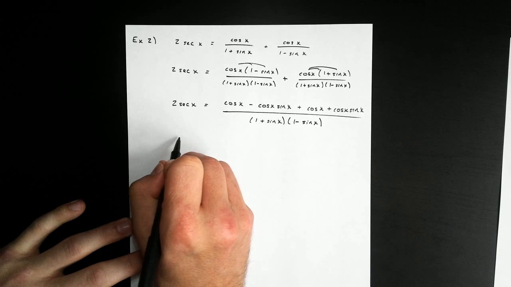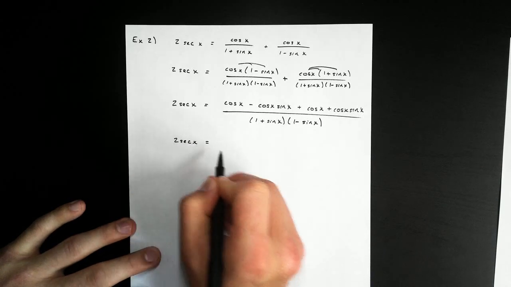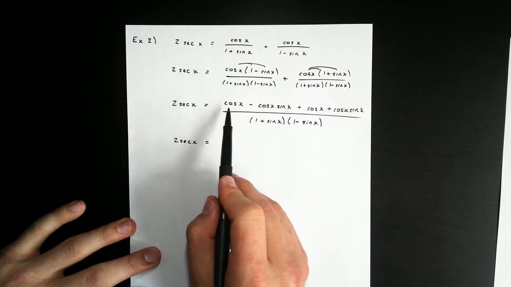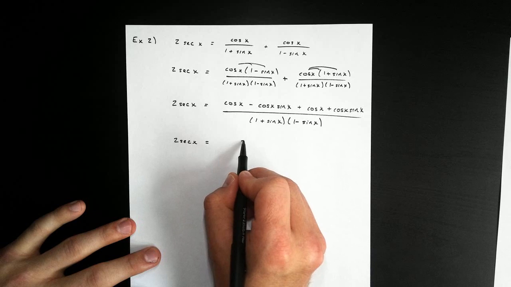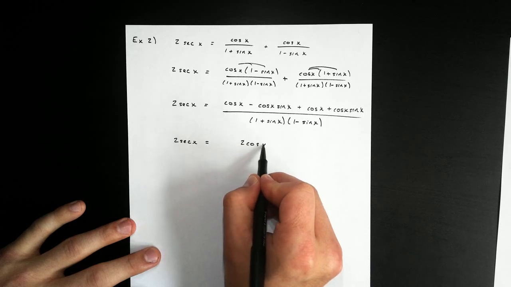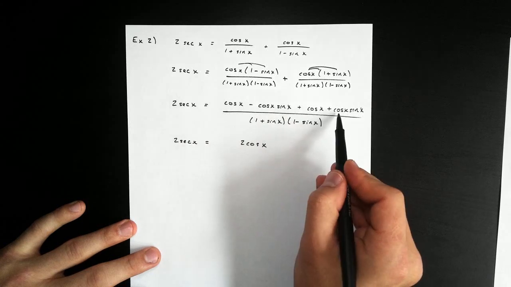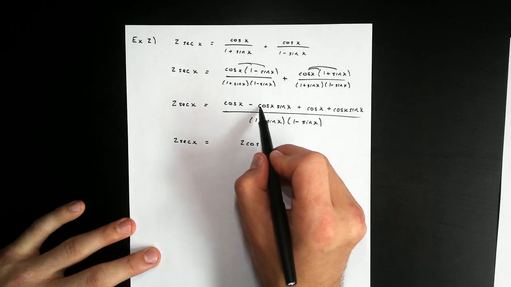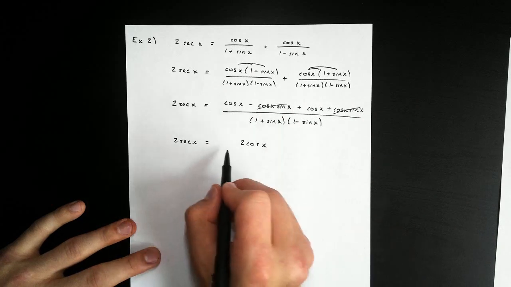Okay, a couple things we're going to do next. We have some like terms in the numerator that we can combine together. I have a cosine and a second cosine, so that's 2 cosine of x, negative cosine sine, positive cosine and sine, so a negative and a positive, that will give me 0.